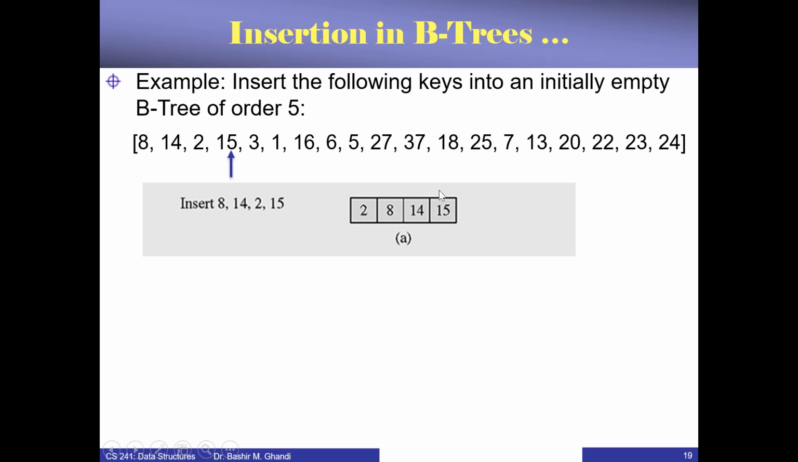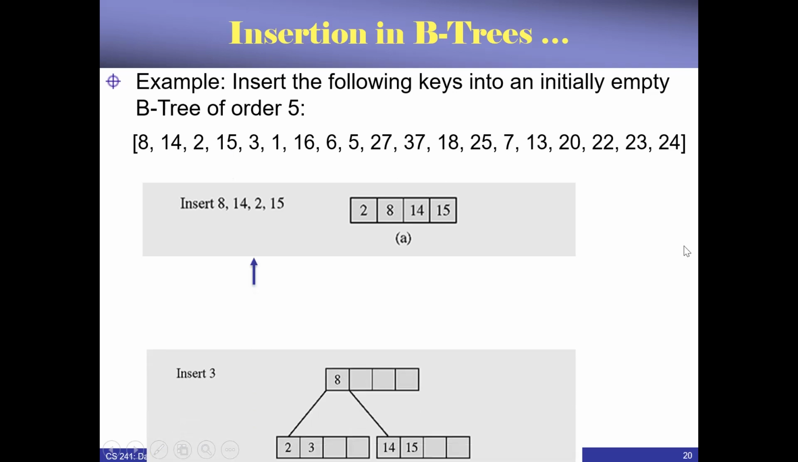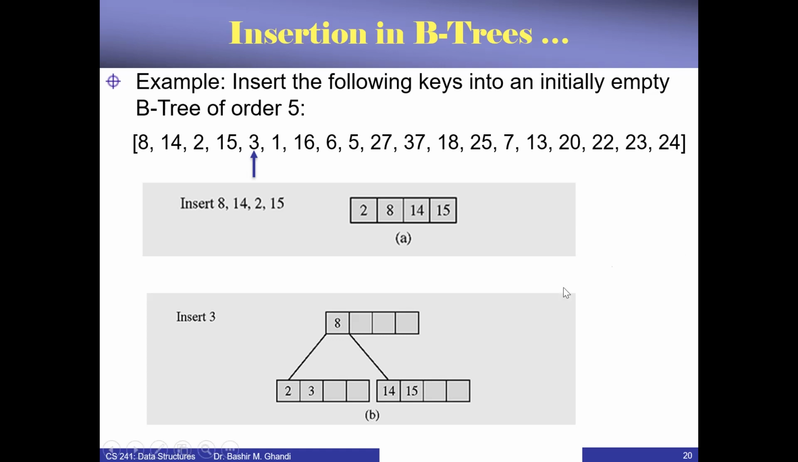But now the leaf node is full. So if we try to insert 3, this node will overflow. Okay, so you'll ask yourself, where will 3 fit in? 3 will fit in just after 2, and therefore we're going to split the node. On the left, we're going to have 2, 3. On the right, we're going to have 4, 15. And the middle will now form a new root node. Therefore, after inserting 3, this is what you're going to get.